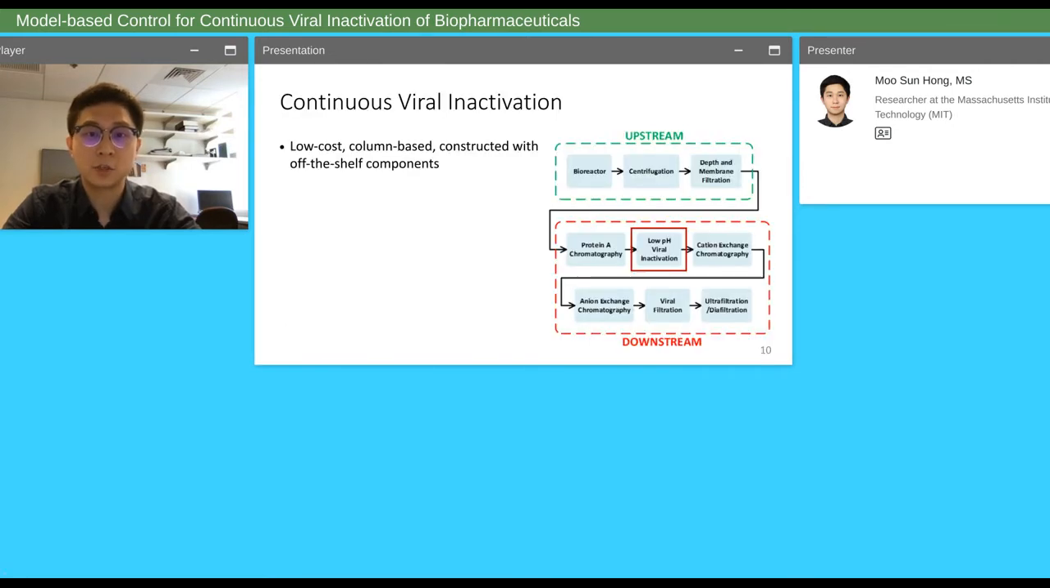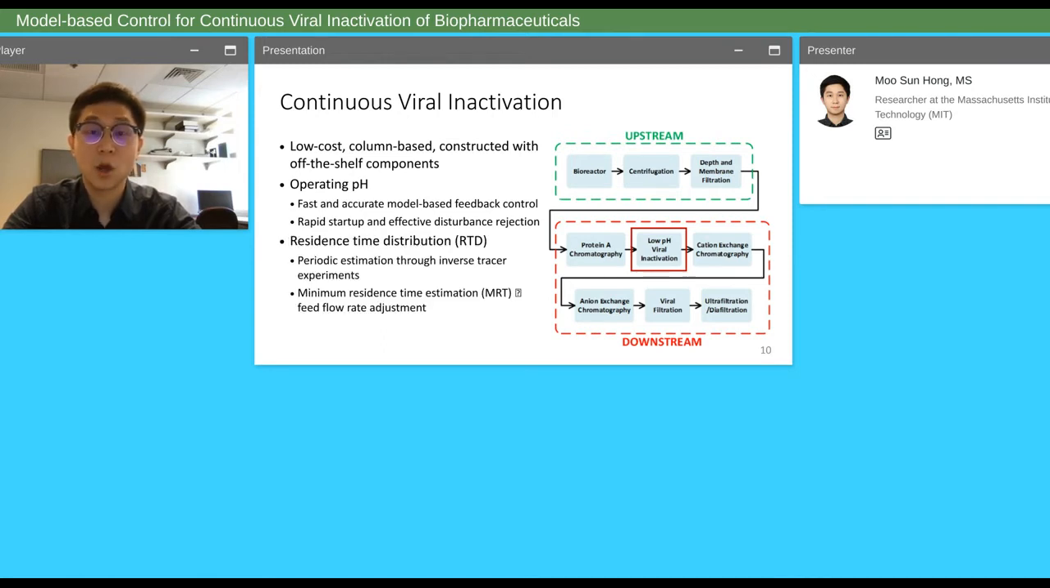To address these control challenges, we have constructed a low-cost, column-based continuous viral activation system with off-the-shelf components. For operating pH, we have implemented a fast and accurate model-based feedback control to enable rapid startup and effective disturbance rejection. For residence time distribution, it was estimated periodically during operation through inverse tracer experiments. Then this was used to estimate minimum residence time, which in turn was used to adjust feed flow rate.